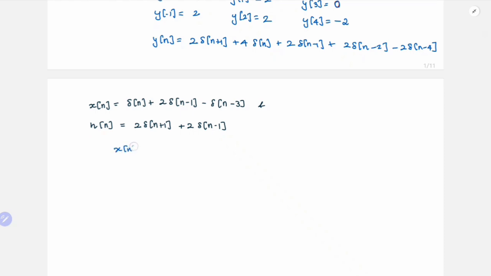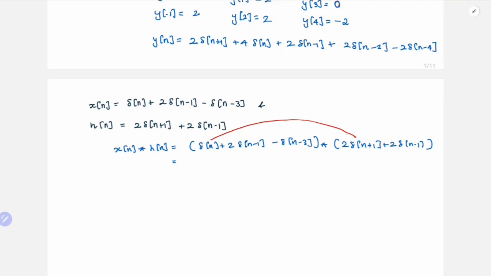So your x of n convolved with h of n is nothing but delta of n plus 2 delta of n minus 1 minus delta of n minus 3 convolved with 2 delta of n plus 1 plus 2 delta of n minus 1. So you can use the distributive property. So you will get this going with this and this, and then this going with this and this, and then this going with this and this. So we'll get 6 terms.